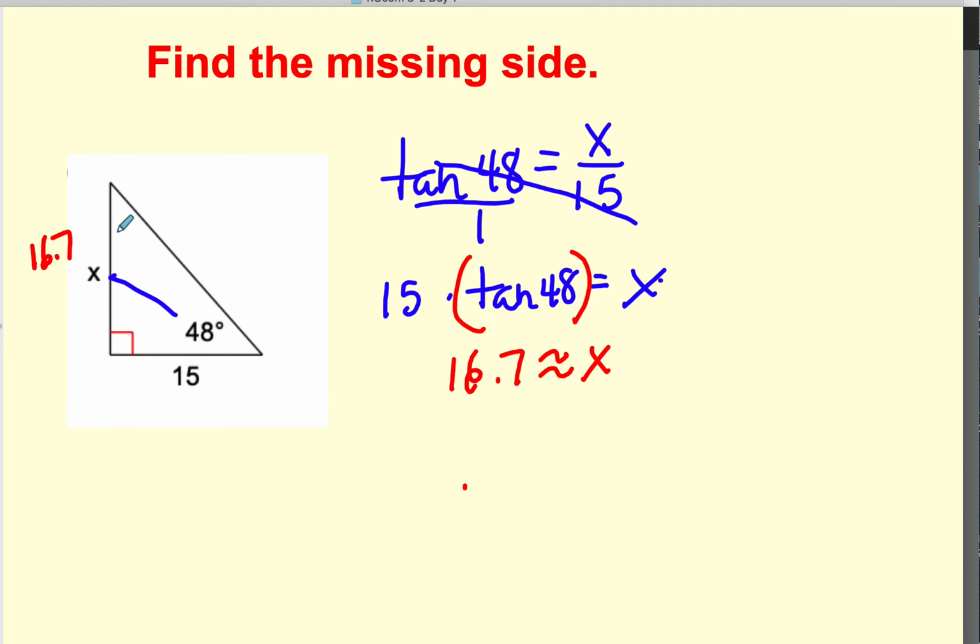16.7. Now this angle is 42 degrees. And we know that this side here has to be longer than this side because this is a smaller angle with a smaller side, bigger angle with bigger side.